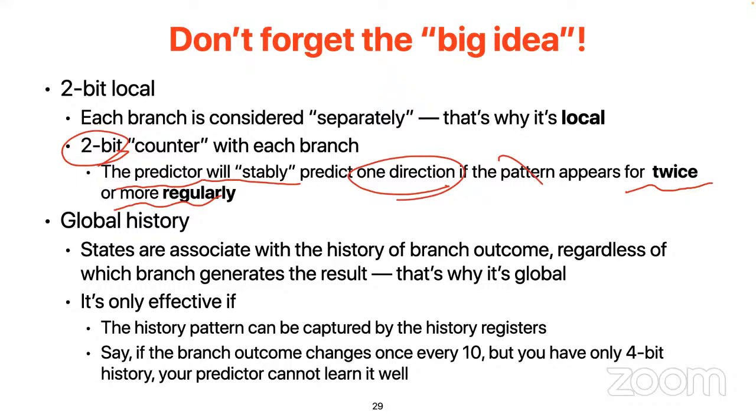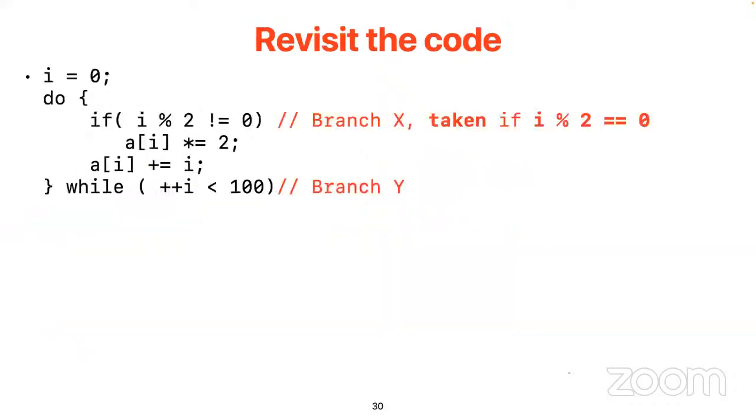Another one which we introduced is called global history, right? States are associated with the history of the branch outcomes, regardless of which branch generates the result. So for this one, totally ignore which branch generates the result. And it's effective if you have a history pattern that can be captured by history registers. However, if it takes a long history to have a repetitive pattern, and your register is really short, it's not going to work out, right?